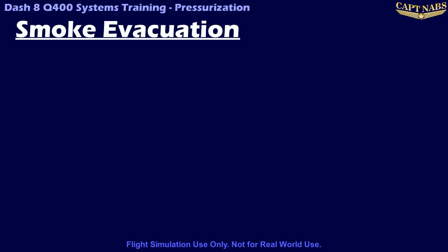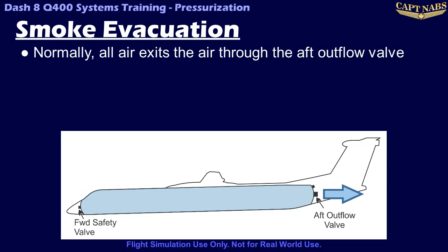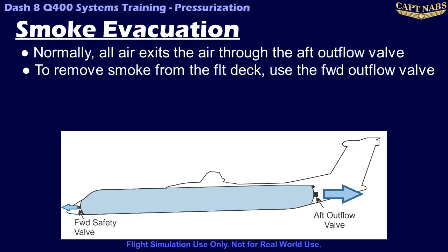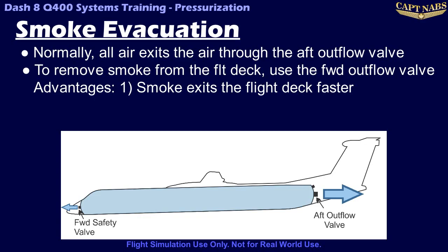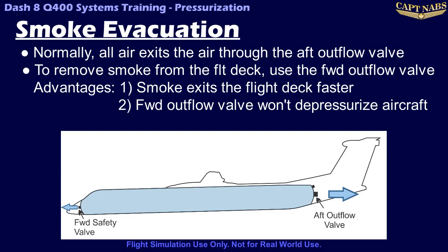Normally, air from the Dash 8 exits the aircraft through the aft outflow valve. Should there be smoke in the flight deck that needs to be removed quickly, however, this can be accomplished by opening the forward outflow valve using the controls in the flight deck. This procedure has two advantages. First, the smoke is evacuated more directly from the flight deck instead of being sucked rearward to the normal outflow valve. And additionally, cabin pressurization is not immediately lost by opening these valves, as the outflow valve will close when the pressure in the cabin begins to drop.